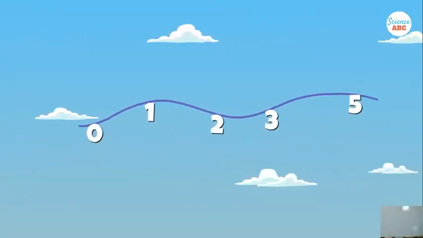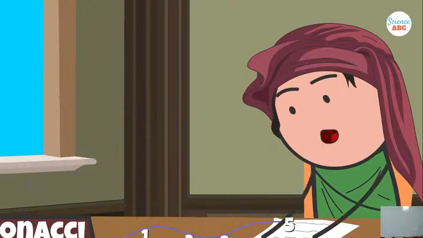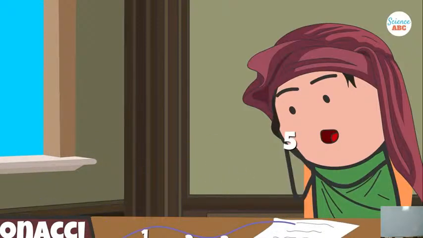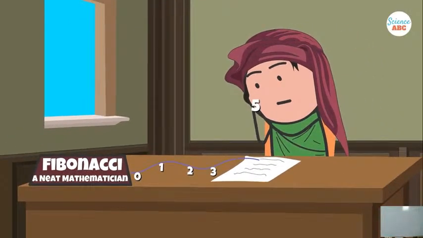This fascinating sequence is widely associated with the mathematician Leonardo Pisano, also known as Fibonacci. He hailed from the Republic of Pisa, which is why he is also known as Leonardo of Pisa, and is considered to be one of the most talented mathematicians of the Middle Ages.